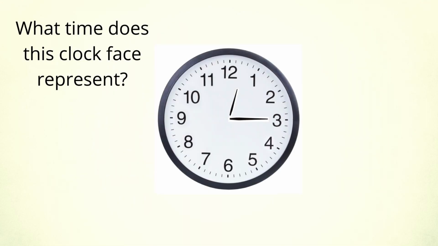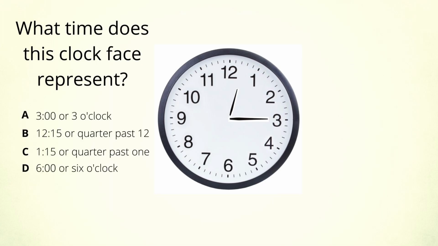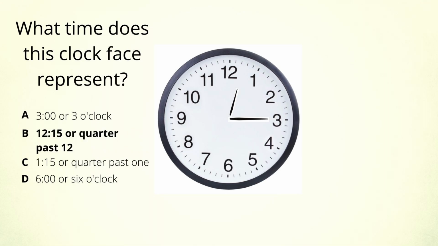So let's go on to some questions. What time does this clock face represent? 3 o'clock, 12:15, 1:15, or 6 o'clock? And you need to choose one correct answer. So pause the video for a moment, and then we'll give the answer at the end. And so the answer is B, 12:15.